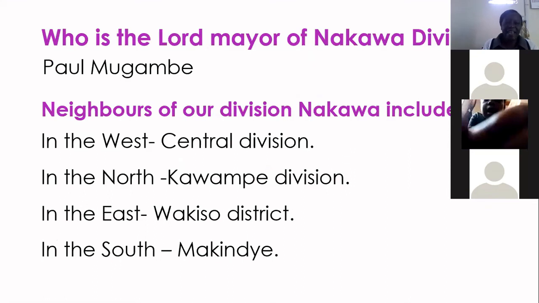Look at the Lord Mayor. Who is the Lord Mayor of Nakawa? As we started, we talked about Nakawa, our sub-county or division. And we said that a sub-county is made up of parishes and villages. But we are continuing to look at the division. We are saying that in the city, we do not have parishes, but we have what we call zones. Then instead of the villages, we have the wards.